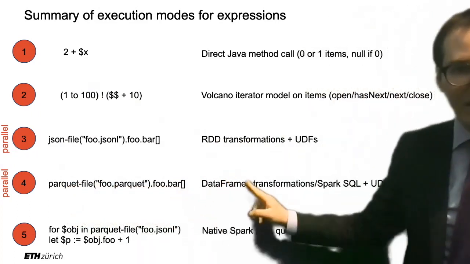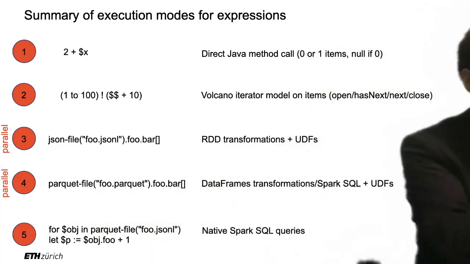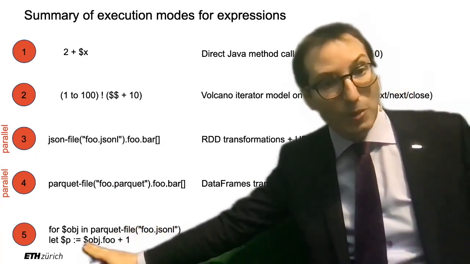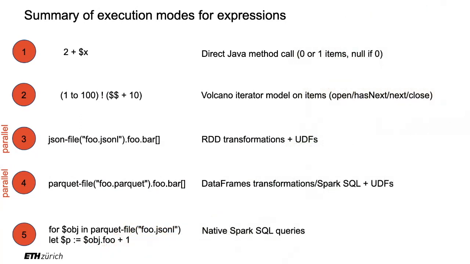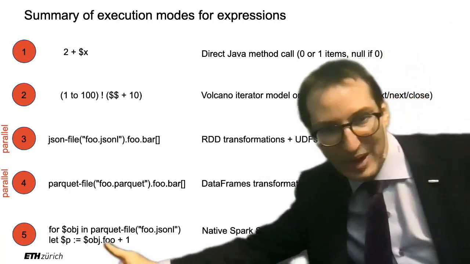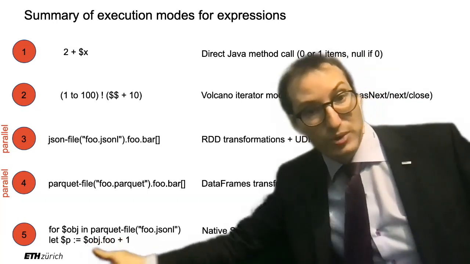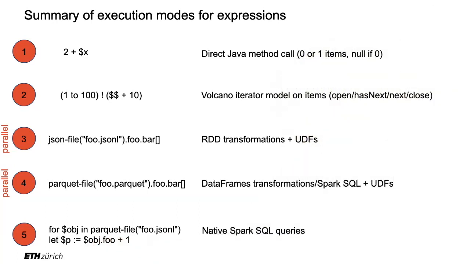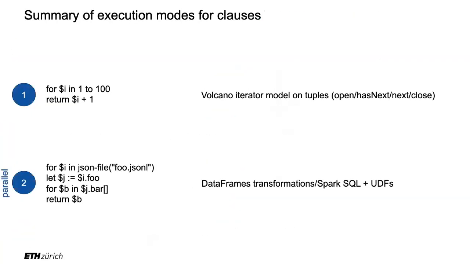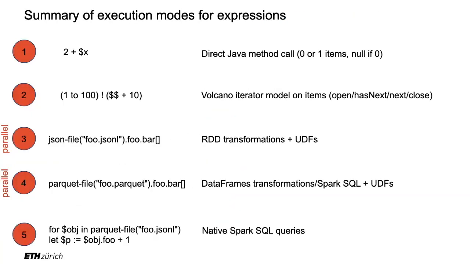Here, a Parquet file would be a data frame, so you use data frame transformations. Plus, and that's something I haven't told you yet, in some cases we are even able to translate that to native Spark SQL in a hidden way from the user. If RumbleDB is able to convert this expression right there to a Spark SQL expression, it is going to be super fast. Okay, so you see, that's actually 7 different ways of executing things, and RumbleDB magically figures it out.